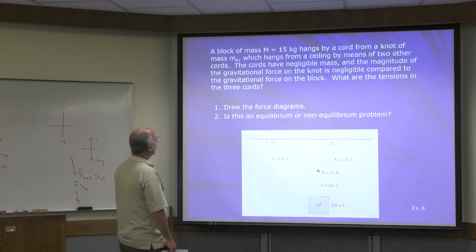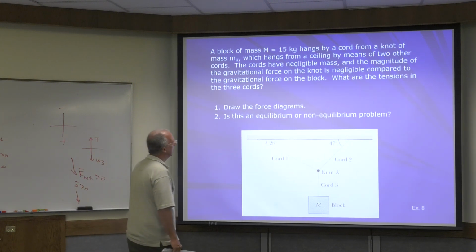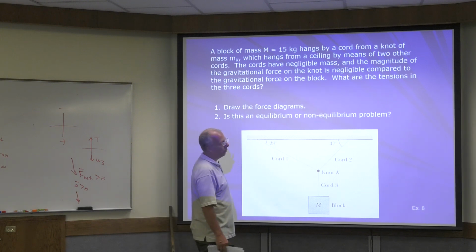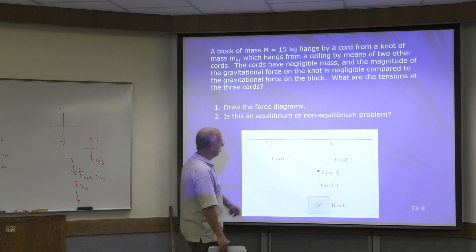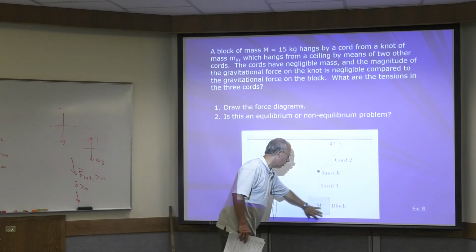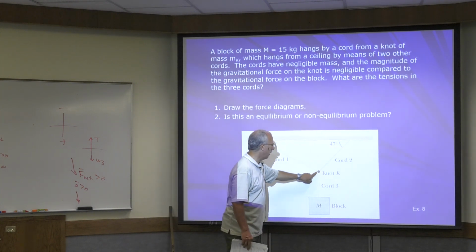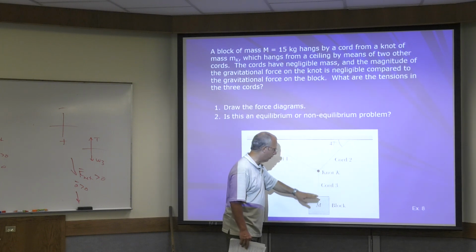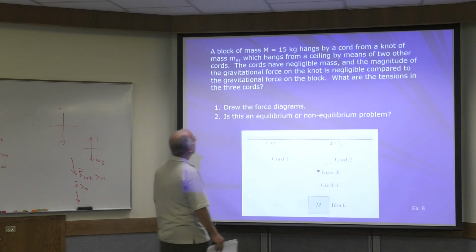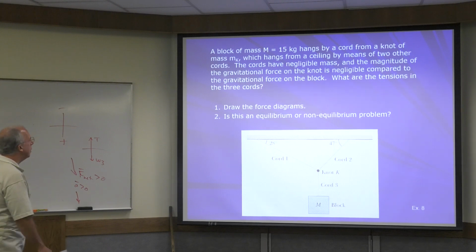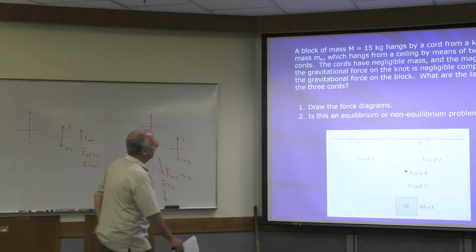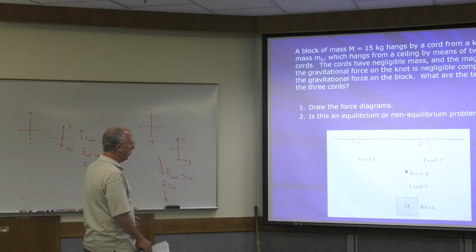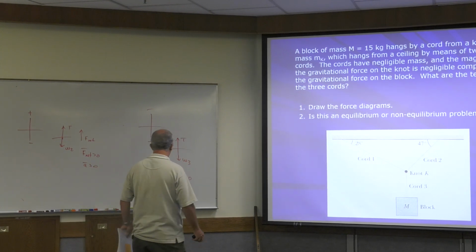And the magnitude of the gravitational force on the knot is negligible, in other words, nothing, compared to the gravitational force on the block. So we're going to have the gravitational force on the block, and the gravitational force on the knot is nothing compared to this, so we don't care. What are the tensions in the three cords? Oh boy. So draw the force diagrams and answer the question. So pause your video and draw the picture, please.